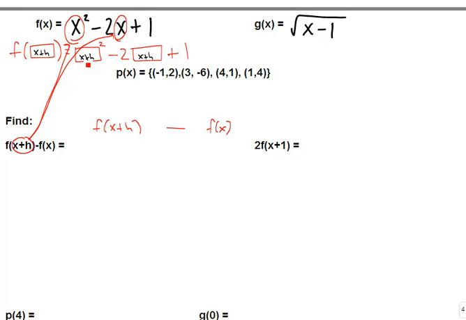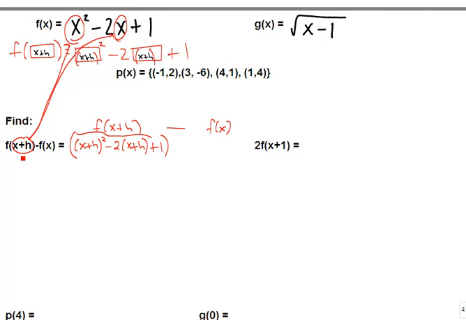We get our x plus h, and we're supposed to square that first. So that's this part right here, minus 2 times our new input. So instead of 2 times x, it's 2 times x plus h. And then on the end, it's just a plus 1. So it's this same rule that we have right here, just using parentheses around that x plus h quantity. So all of this became my f of x plus h.